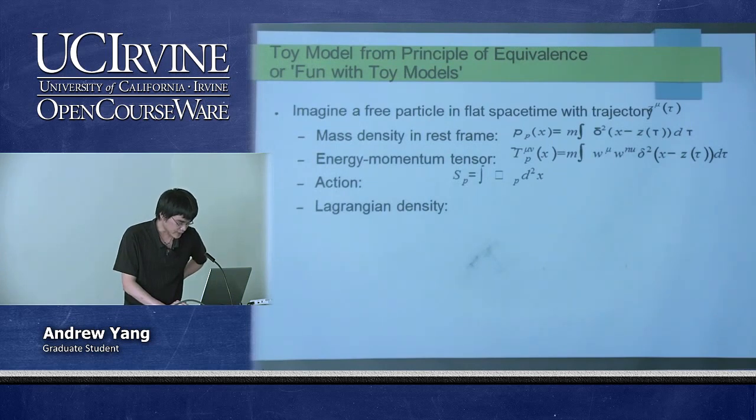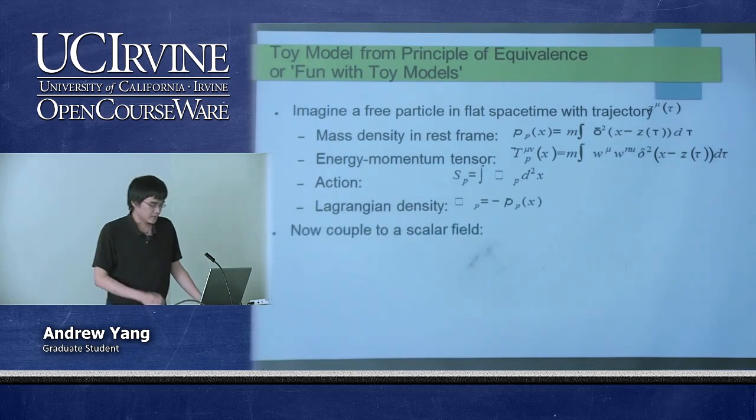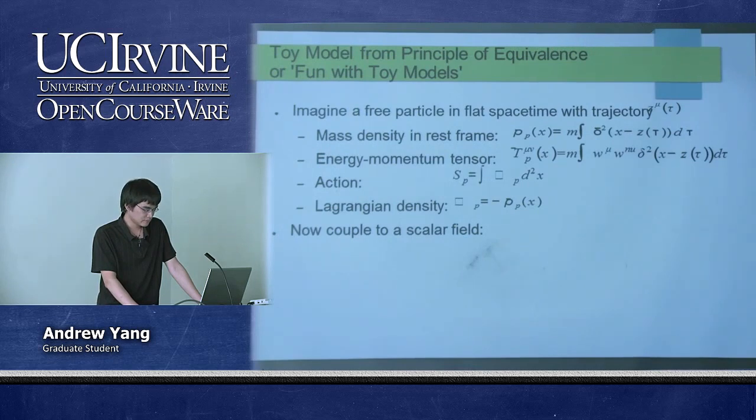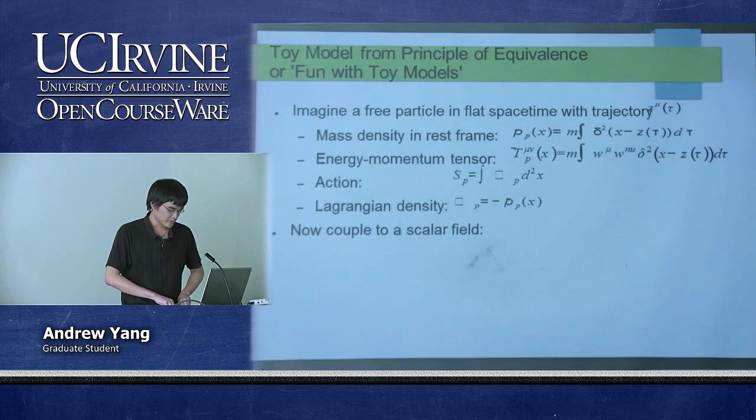And again, I apologize for my formatting. I don't know what's causing it. But so the action has... what I can't read is what is inside the... Is it a box? It's supposed to be a script L for the Lagrangian density.